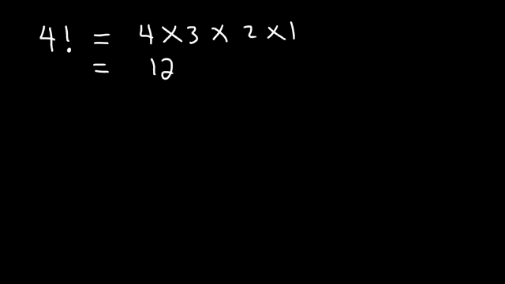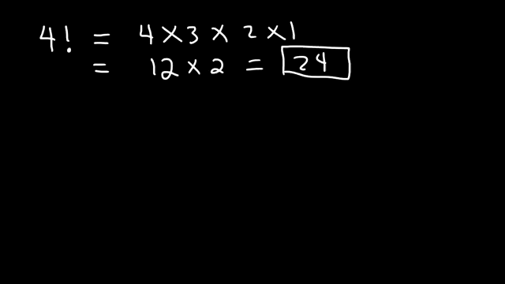In this video, we're going to go over factorials. So what is 4 factorial? What is that equal to? 4 factorial is basically 4 times 3 times 2 times 1. So 4 times 3 is 12, and 2 times 1 is just 2, and 12 times 2 is 24.